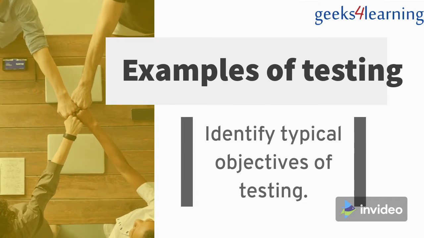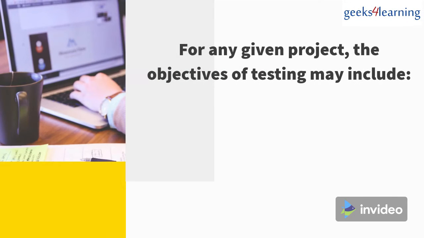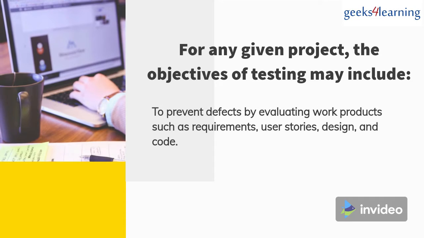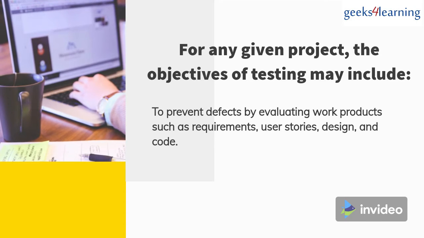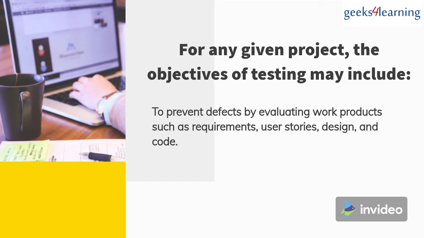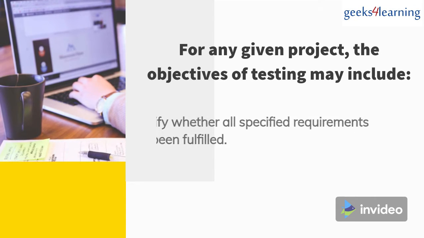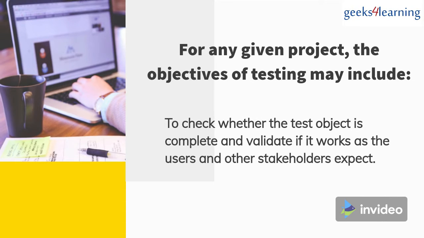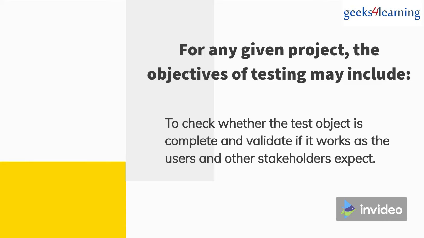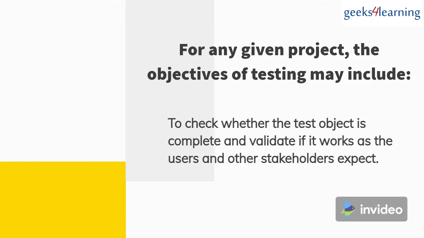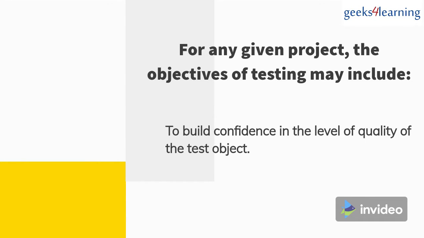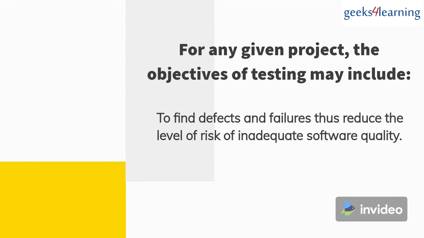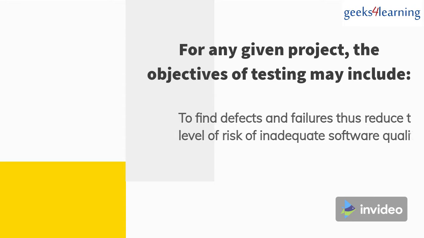Typical objectives of testing. For any given project, the objectives of testing may include: to prevent defects by evaluating work products such as requirements, user stories, design, and code. To verify whether all specified requirements have been fulfilled. To check whether the test object is complete and validate if it works as the users and other stakeholders expect. To build confidence in the level of quality of the test object. To find defects and failures, thus reduce the level of risk of inadequate software quality.